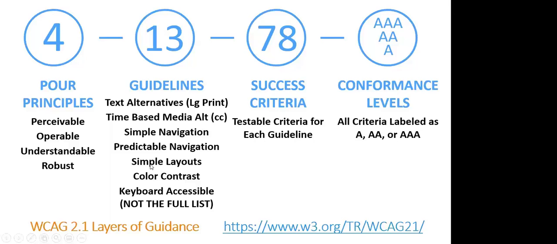Simple layout, plenty of color contrast for people with low vision, and maybe keyboard accessible. There are a few others which you can absolutely read through in more detail with this link. And then for each one of the guidelines, there might be 3 or 4 success criteria. And the success criteria each have a label. They're either the A, the double A, or the triple A. And how many of these you conform to is what determines your conformance level.